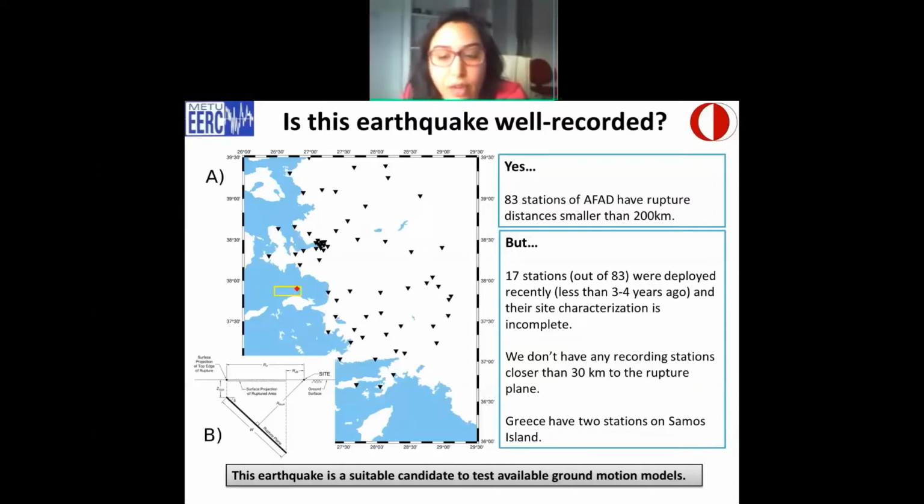On the other hand, the Greek seismic networks also recorded this earthquake, and they have 2 stations on Samos Island, so a joint database would be better to be able to test the predictive performance of the ground motion models. Unfortunately, because of the dipping direction of this earthquake, the closest station from the Greek side is also only 12 kilometers away from the source. So the bottom line is, this earthquake is a suitable candidate to test the available ground motion models.